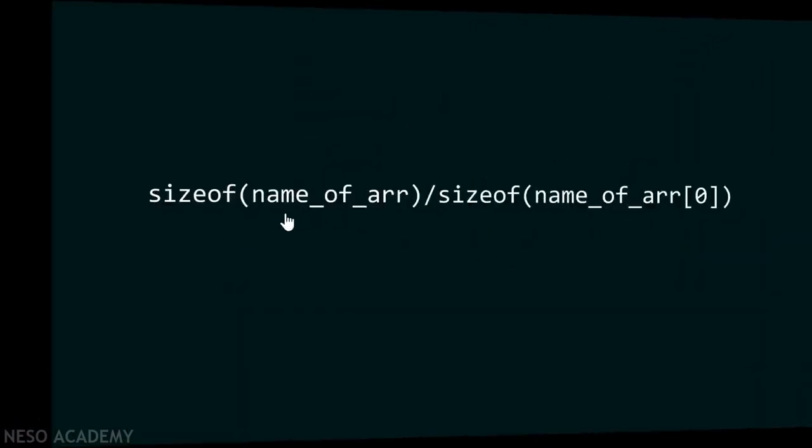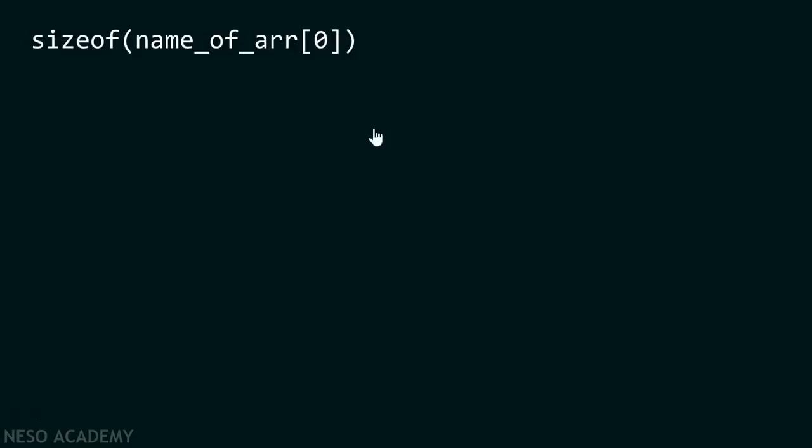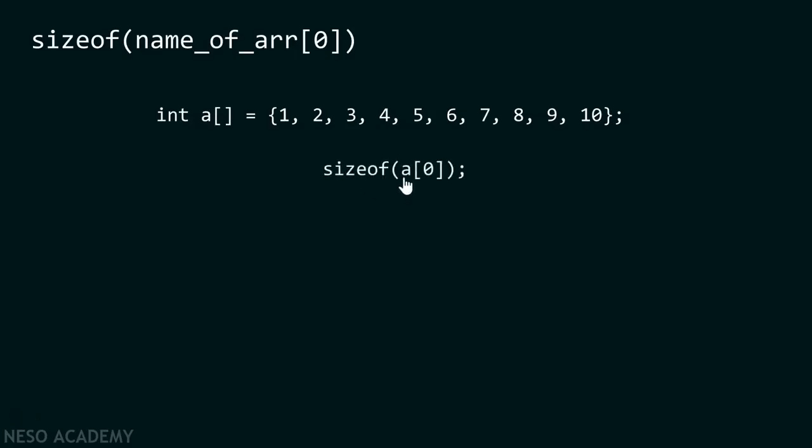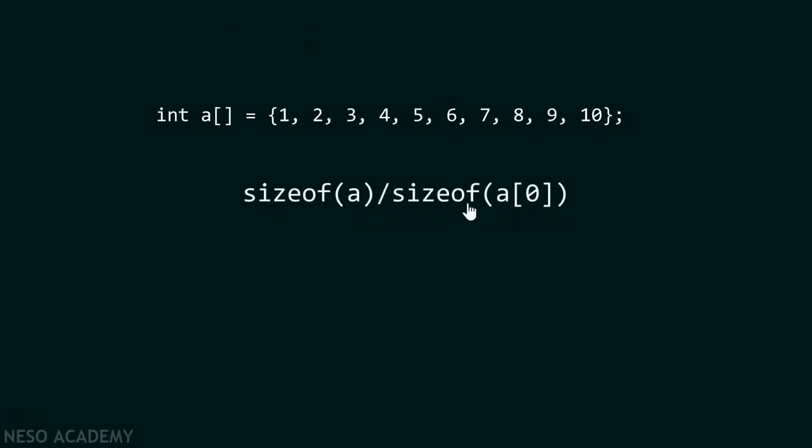So this is clear. Let me explain the second part to you. sizeof name of array along with square brackets and the index. What does it really mean? I'm taking the same array which consists of 10 elements. What is the meaning of sizeof A[0]? A[0] means first element, right? And because it is an integer and we are assuming the size of this integer is 4 bytes, therefore we know the size of this element will be 4 bytes, right?